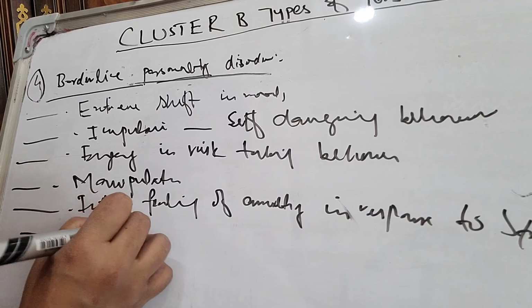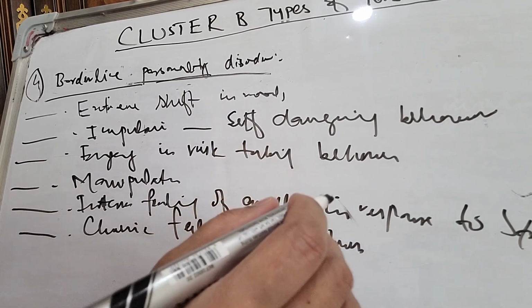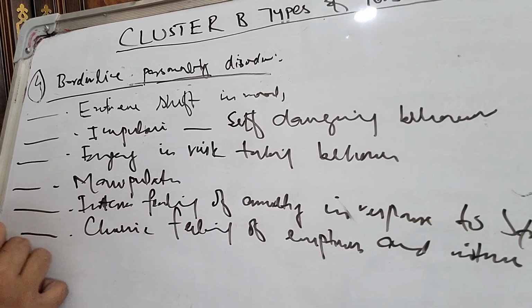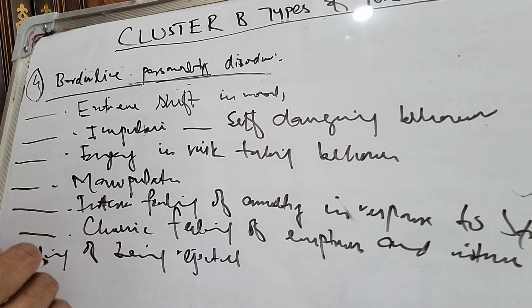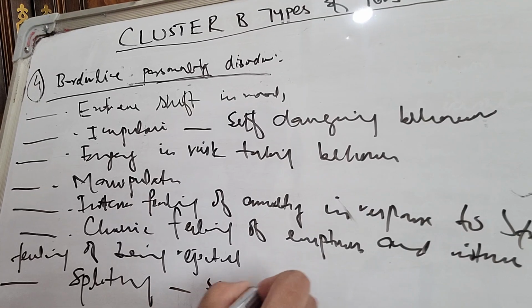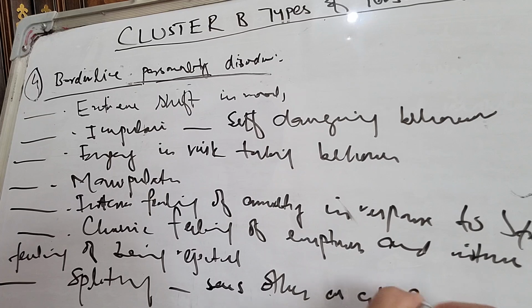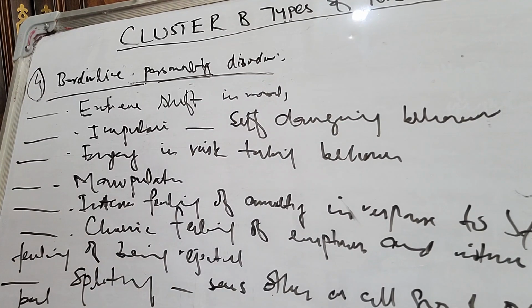Chronic feeling of emptiness. And intense fear of being rejected. Splitting. What is splitting? Sees others as all good or all bad. It means they create conflict between individuals by playing one person against another. So he is confused, the patient of borderline personality disorder. He always has conflicts between individuals.